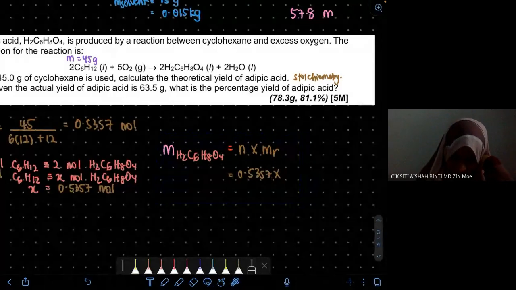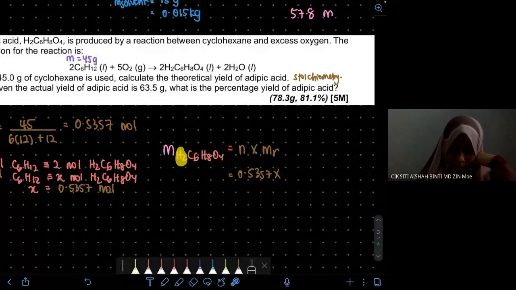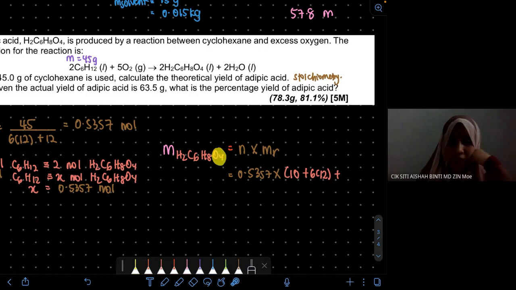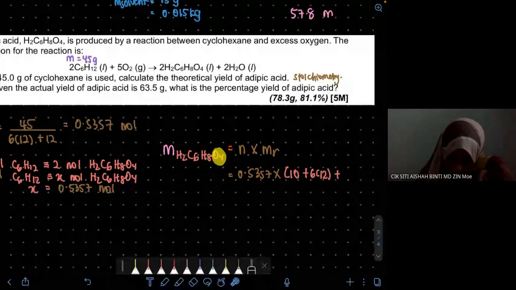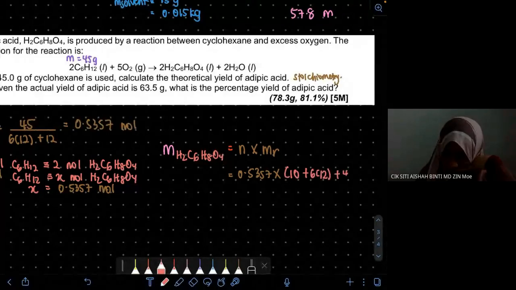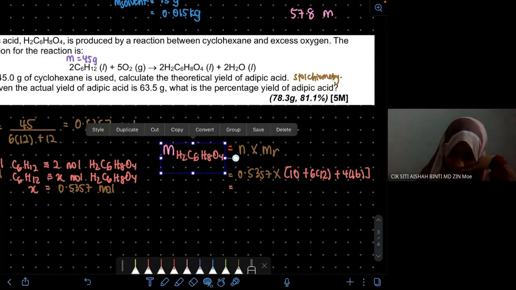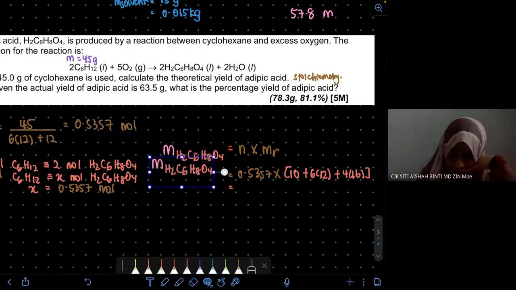Okay. H molar mass is 1, but we do have here 2 plus 8. So we have 10 of our hydrogen. Pluskan dengan carbon kita, we have 6. So 6 times 12. Pluskan dengan, then we have our oxygen. Oxygen is 16. So 4 times 16. So yang inilah.